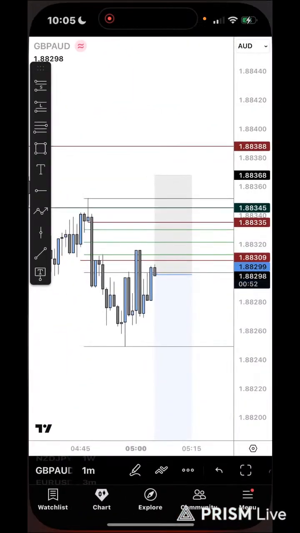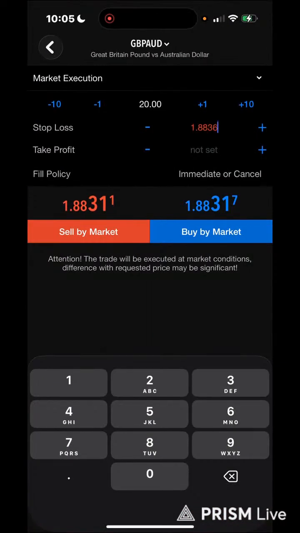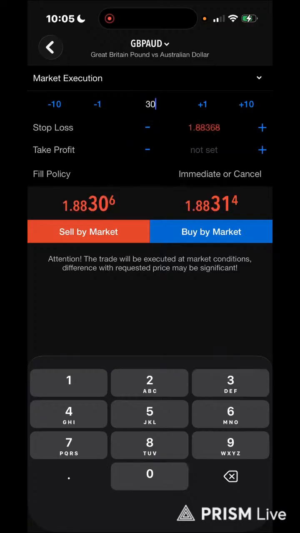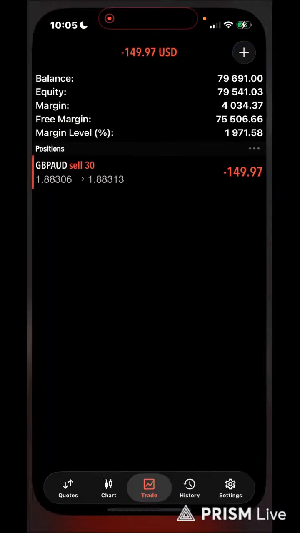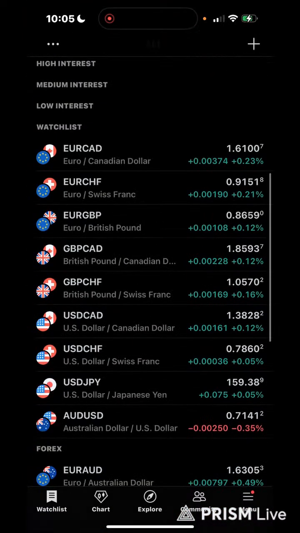What's the values? 88368. 7 pips. 70. There is 2K. 10, 20, 1.4, 30. Contracts. Cool. Next.